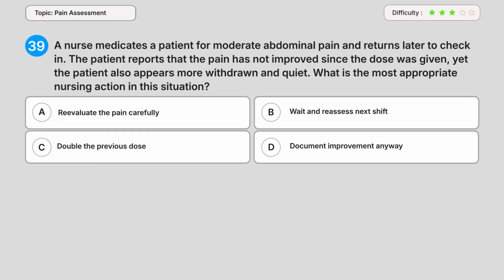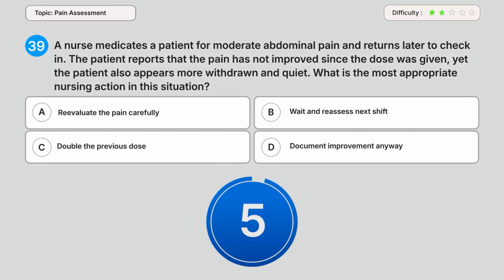A. Reevaluate the pain carefully. B. Wait and reassess next shift. C. Double the previous dose. D. Document improvement anyway. Do you know the answer?